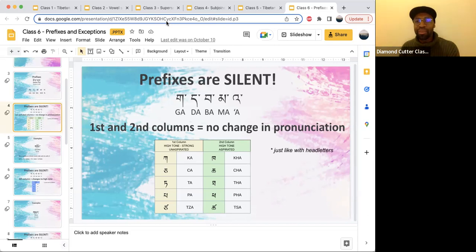Okay. But prefix letters, they do exist, but it does not change the pronunciation. So the rule is essentially the same. Do you understand, Sarah?